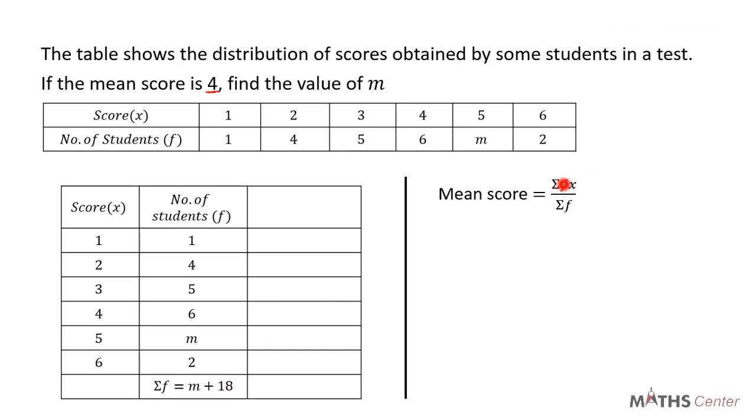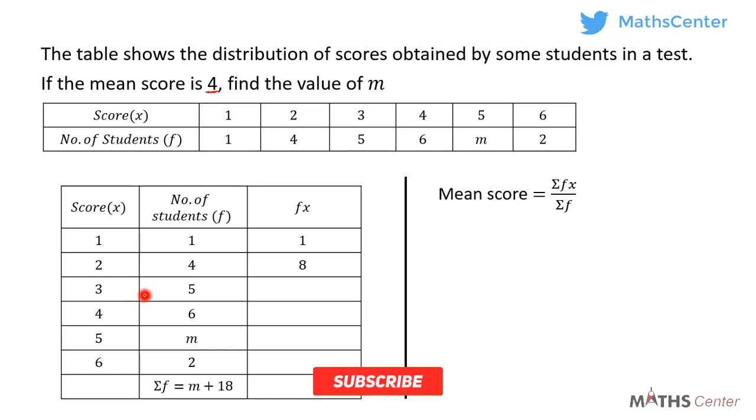We need the sum of fx. To get the sum of fx, we first have to find the fx values. So the fx values will be in the third column. We will multiply the x values by the f values to get the fx values. So the first one will be 1 times 1, which is 1. The next one is 2 times 4, which is 8.